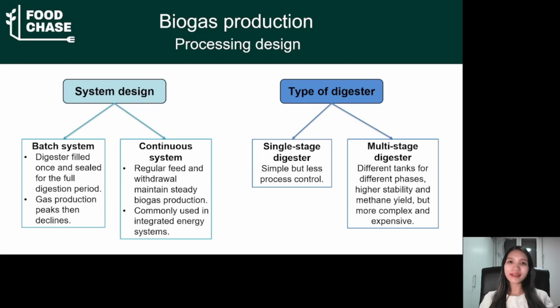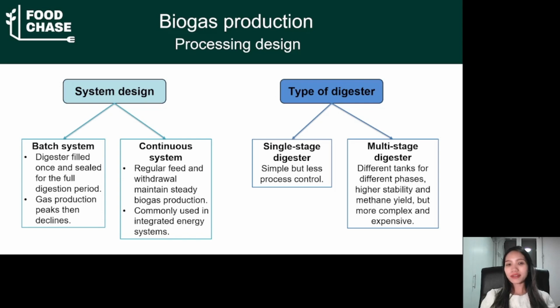Considering the process design, the system can be a batch system in which the digester is filled once at the beginning of the process and sealed for the full digestion period. It will be opened only when the process is completely finished. The gas production reaches a peak, then it declines.